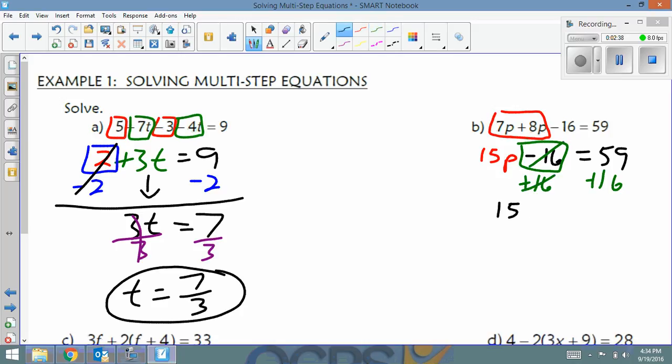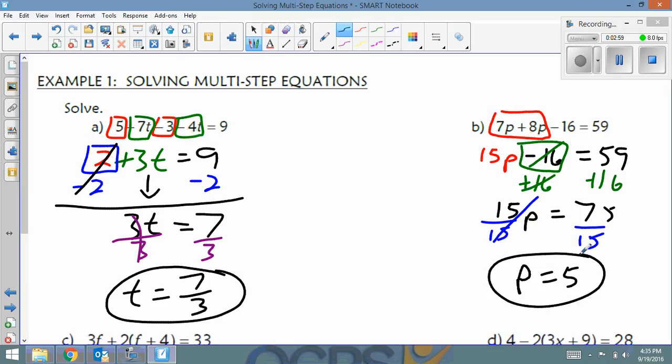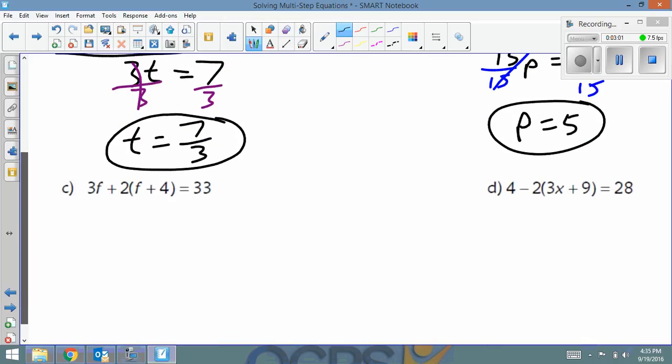So I get 15p is equal to 75. And then multiply or divide, we're going to divide in this case because it's in front. And we get p is equal to 5. Scroll down a little bit.